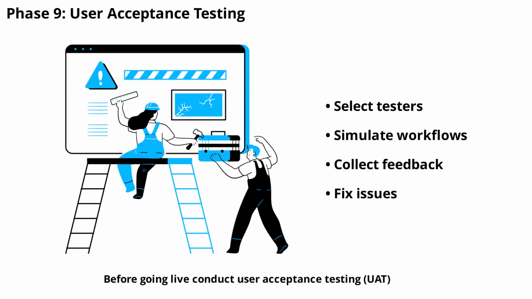Before going live, conduct user acceptance testing. Select key users to test the system in real-world scenarios, identify issues, and provide feedback. Address any bugs or gaps before full rollout. UAT typically takes 1 to 2 weeks and is crucial for ensuring the software meets your business needs.